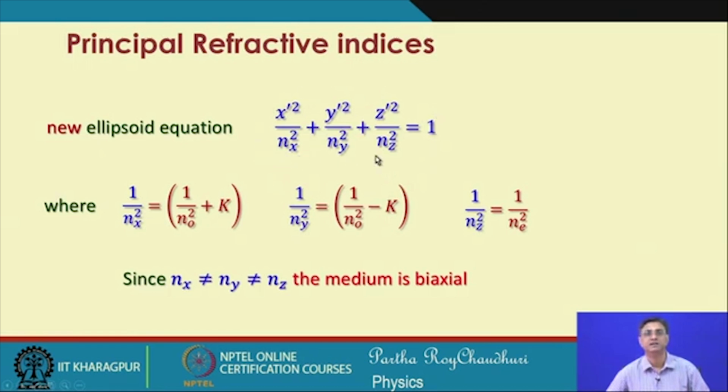Which has the terms n x, n y, n z. So, this n x will be represented by this, n y will be represented by this, and n z by this. Now, we can see that we find that the medium is a biaxial medium. We will discuss this case alongside the diagonalization case when we take up the example case studies next time.